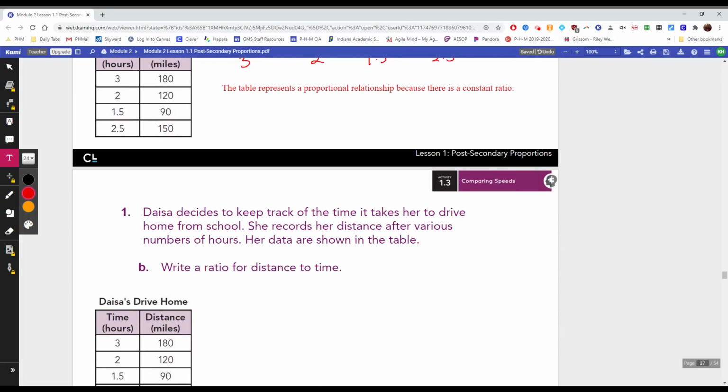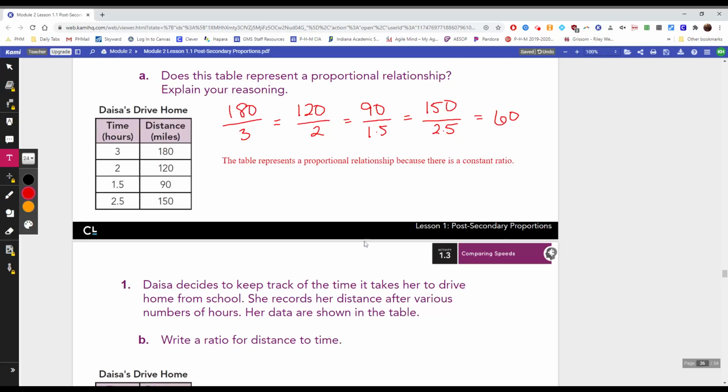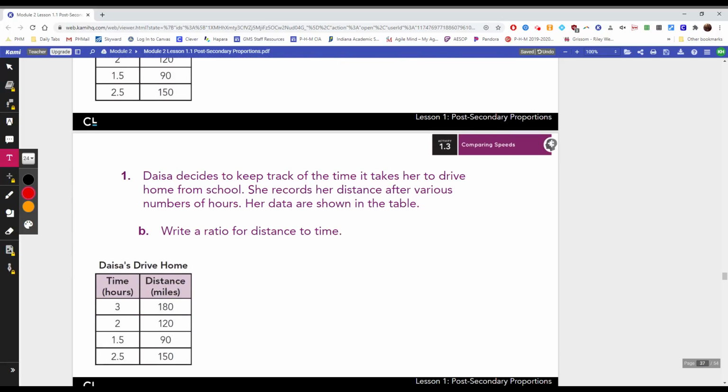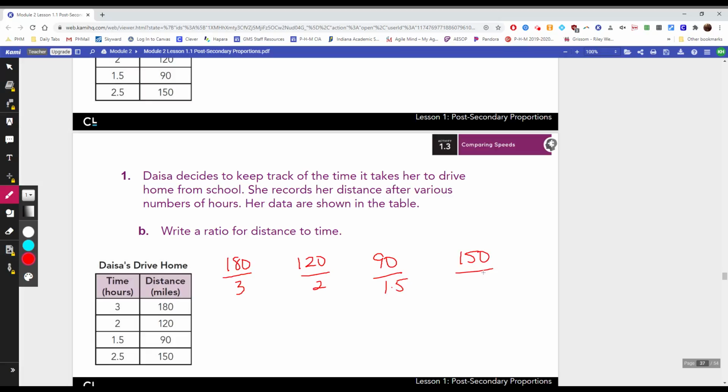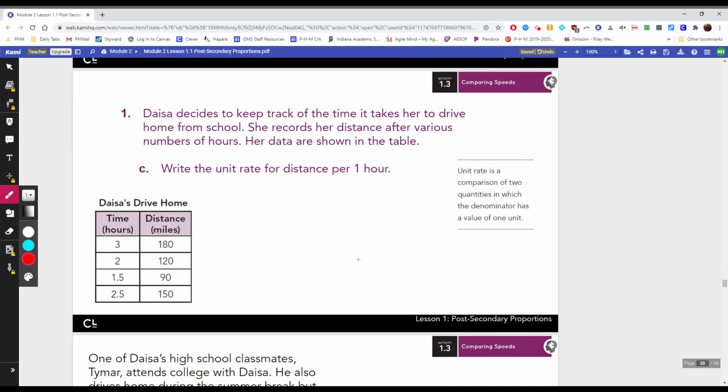Part B says write a ratio for distance to time. So we've already done that up in part A. We kind of did both parts for part A, but again, here are all the ratios, distance to time. It says just write one of them. We'll just write all four of them out. And then part C, it says write the unit rate for distance per 1 hour.